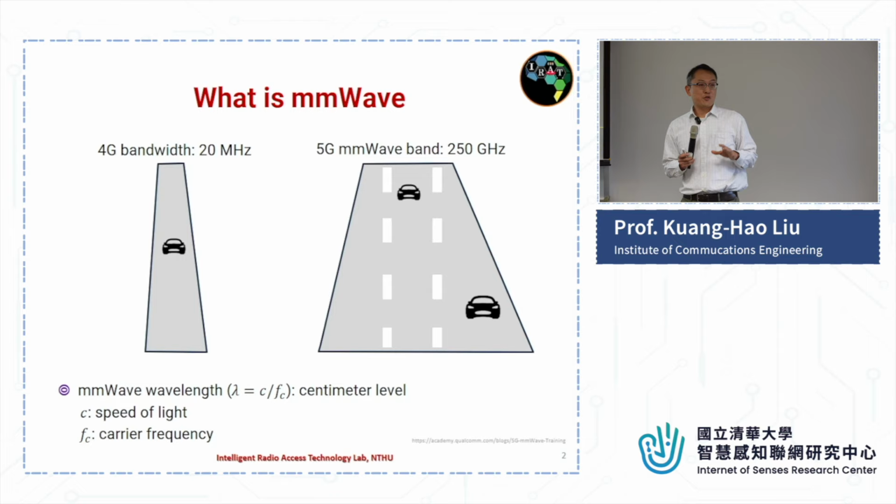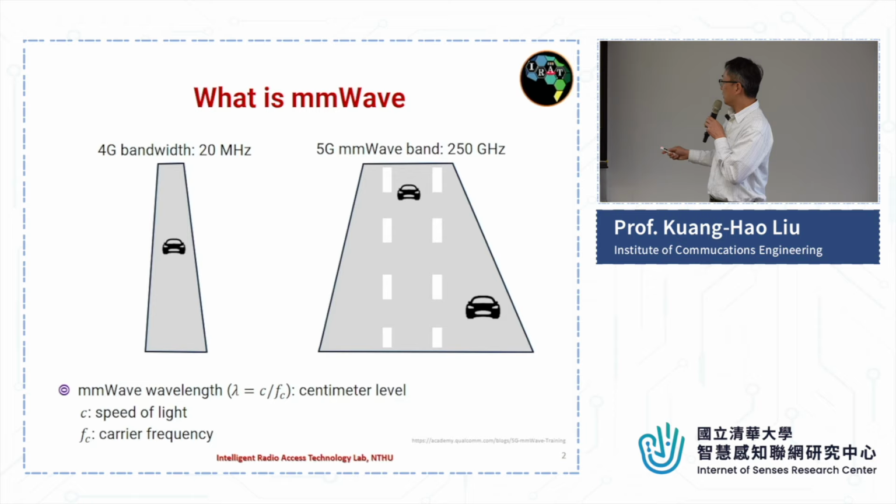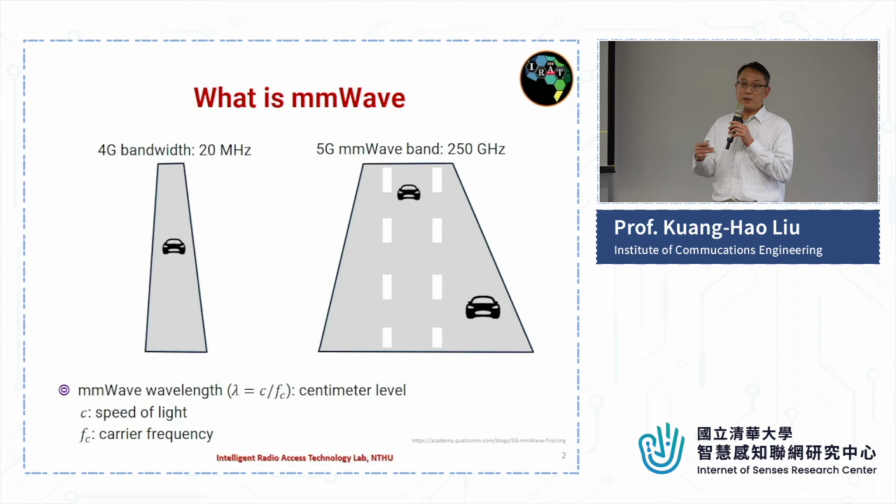Think about when you drive on the road, you would prefer to drive on a wide road so that you less often encounter traffic jams. This is the same thing when you try to enjoy high video quality on your mobile devices. Then you need high data rate or high bandwidth. But in current 4G, we have at most 20 megahertz bandwidth for each operator most of the time. And that will limit the highest data rate.